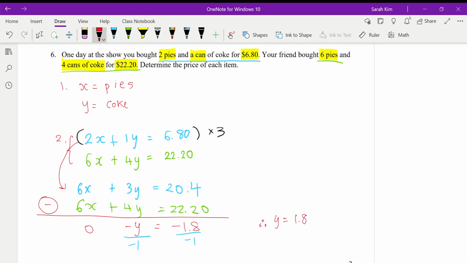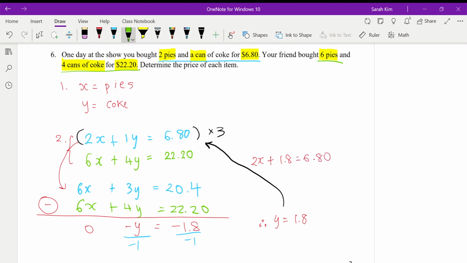Now if my y, which is the Coke can, is $1.80, I've got to figure out what my x is, so I'm just going to choose one of these equations. Let's just go the first one, because it only has 1 y, so let's rewrite that. 2x plus 1y, so $1.80 equals 6.80.